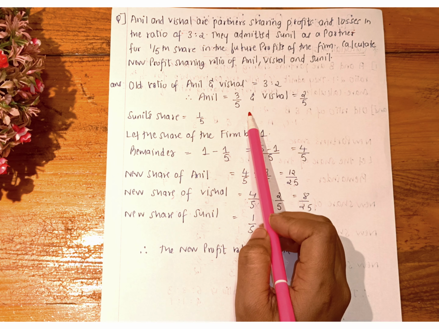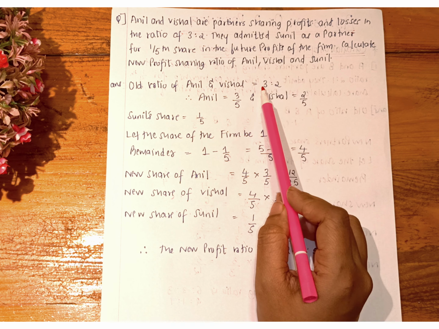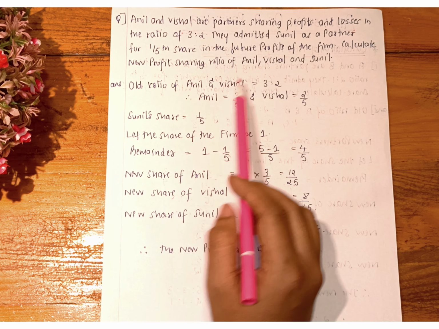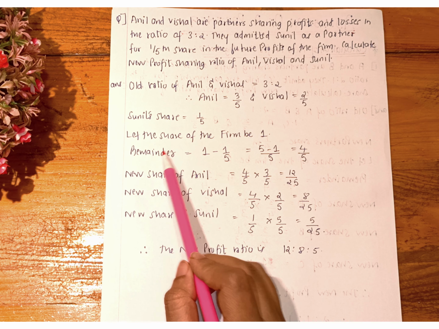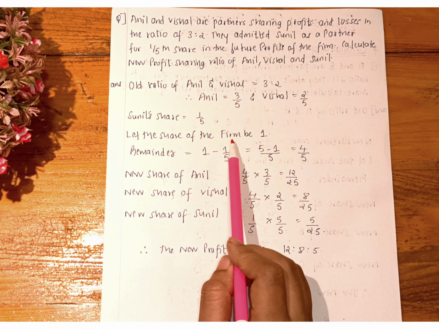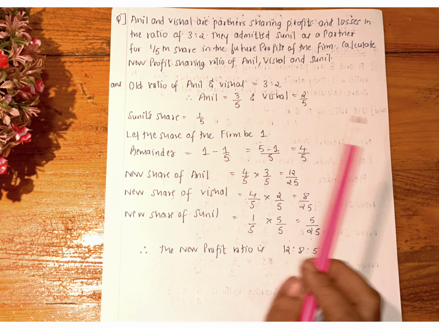So Anil will be 3/5 and Vishal will be 2/5. How did I get 5? 3 plus 2, 5. Okay. Now they have admitted Sunil for 1/5 share. So here we will write, let the share of the firm be 1. Okay, this is what we have to assume every time, that the share of the firm is 1.